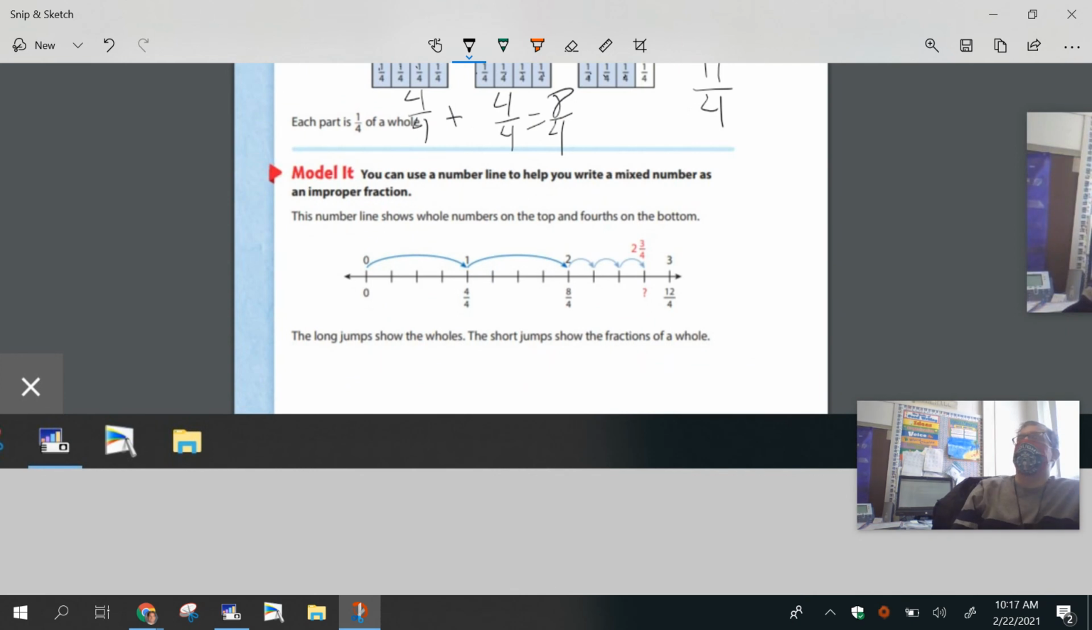Now we're going to figure out the mixed number. Here's a number line: 1, 2 wholes, and 3 fourths. So as a mixed number, you have 2 wholes, and then smaller off to the side, 3 fourths. 2 and 3 fourths.